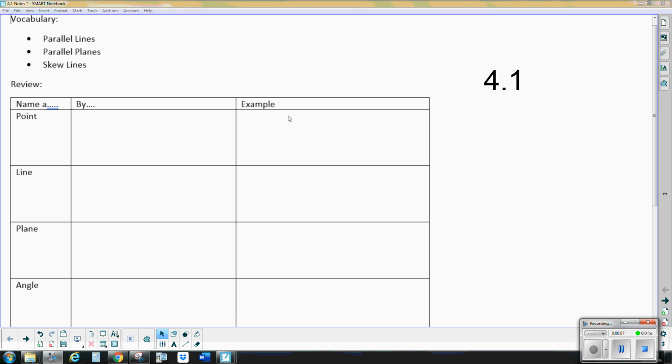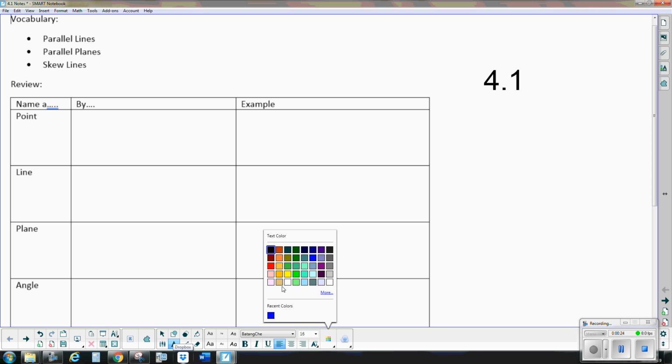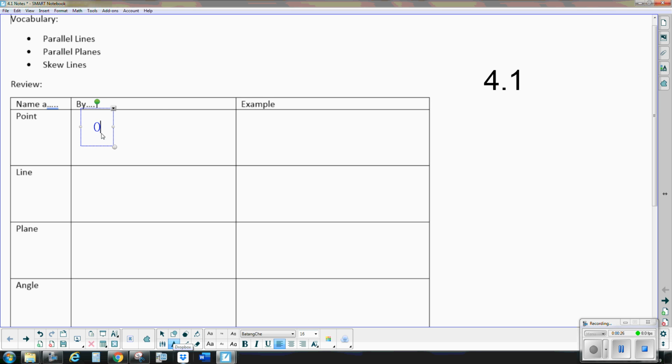So in this lesson we're talking a lot about parallels. So I just want to remind you of a few things since we'll be looking at parallel lines and parallel planes, how we name different pieces. So to start, let's look at naming a point. When we name a point, we always name it just by one capital letter.